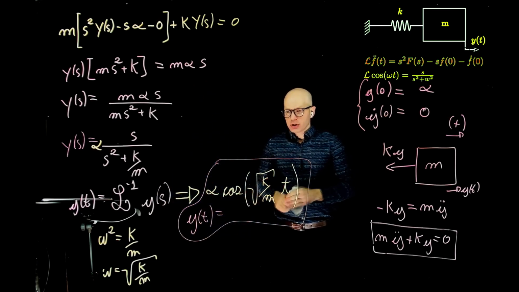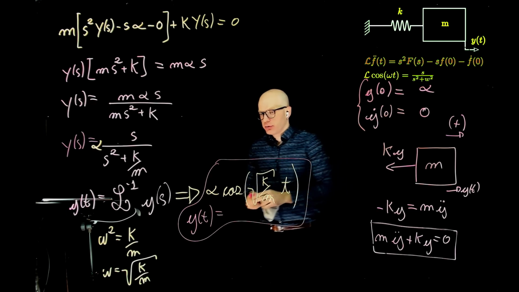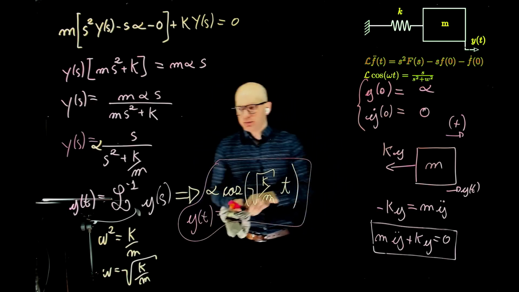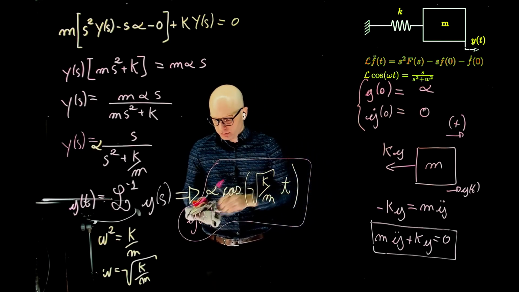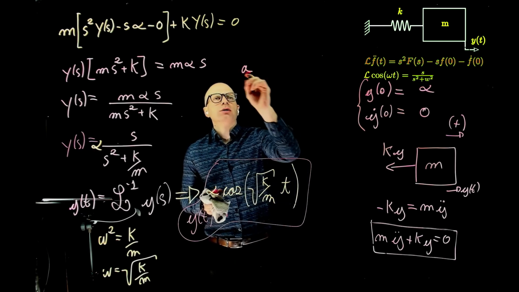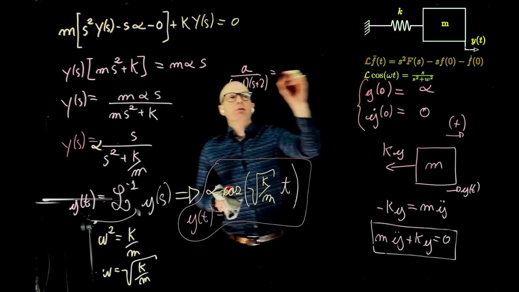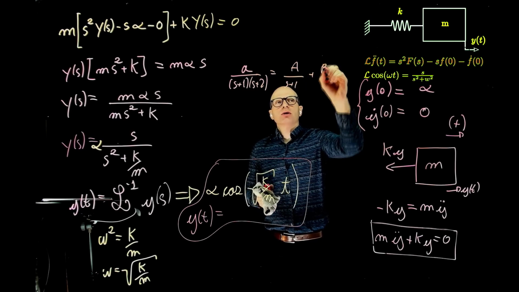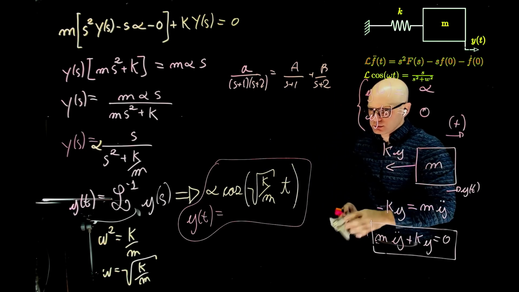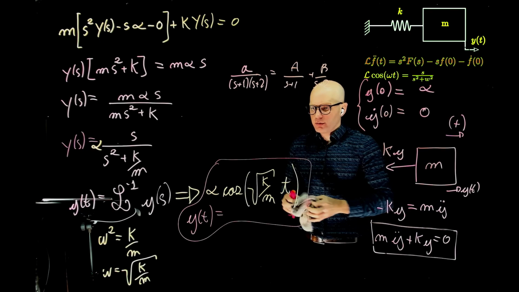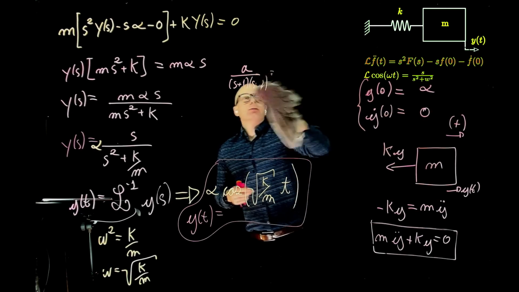Have you guys seen partial fraction decomposition somewhere? Please let me know in the chat if we did it. Partial fraction decomposition. Now let's say a function like this, a over (s plus 1)(s plus 2). This can be written as a constant over s plus 1 plus another constant over s plus 2. Does this ring a bell? If it doesn't, then let me know. I will have to modify some of my notes.